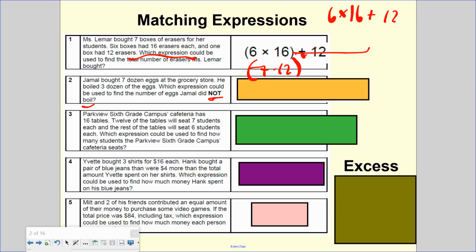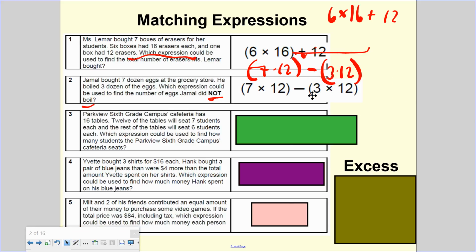I'm going to put it in parentheses, or grouping symbol. He boiled 3 of them, 3 times 12. How many are not boiled? So we subtract that to figure out how many are not boiled. So let's see if this is correct. And it is. Another way you could have done it is 7 minus 3 is 4, 4 times 12.